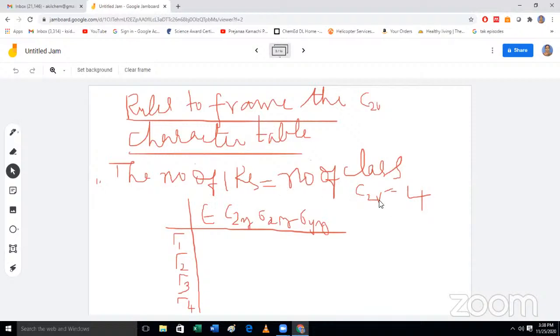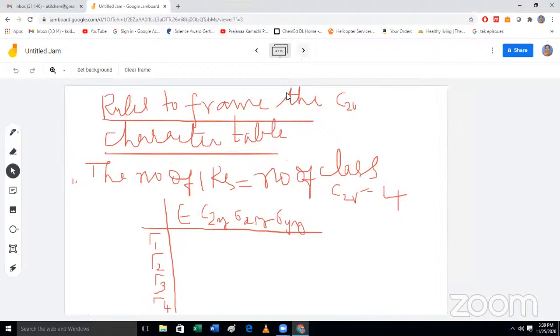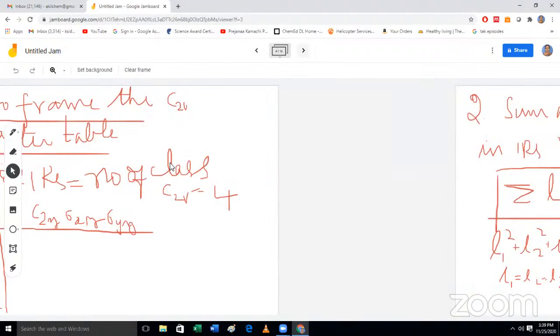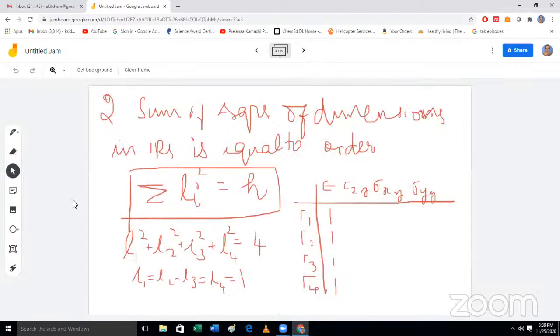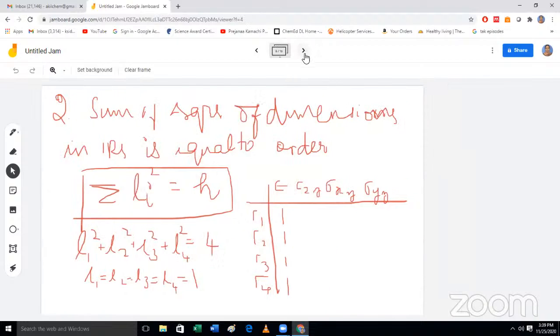And then we saw how we are constructing the C2v character table. The first one is the number of irreducible representations equal to the number of classes, based on which you derive that there are 4 irreducible representations for a C2v character table. And then the sum of squares of the dimensions of the irreducible representations equals the order. So sigma li squared is equal to h. This is possible when all the 4 are 1.